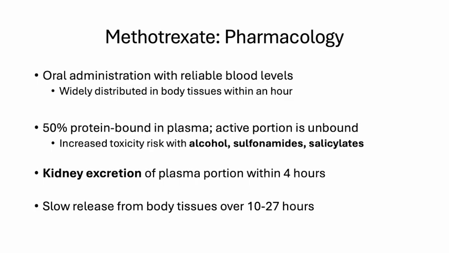This is worth noting because any drug that increases the unbound methotrexate portion, such as alcohol, sulfonamides, and salicylates, can increase the risk of toxicity from methotrexate. The kidney excretes the portion of the medication in the plasma within 4 hours, and then the medication is slowly released from tissues back into the plasma over 10 to 27 hours.